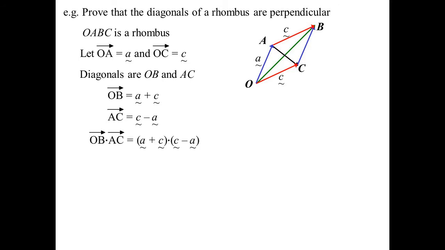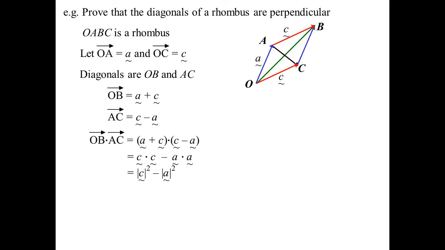So now let's have a look at the dot product of vector OB and AC. Remember, we're trying to prove that they're perpendicular. We expand it out, just like normal rules of algebra, but instead of multiplying it's the dot product, C dot C minus A dot A, difference of two squares. But we saw that C dot C is the same as the magnitude of C squared, and A dot A would be the magnitude of A squared.